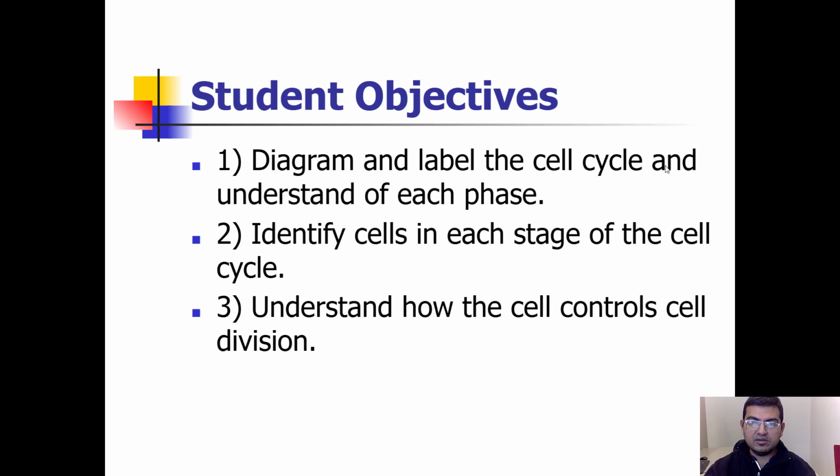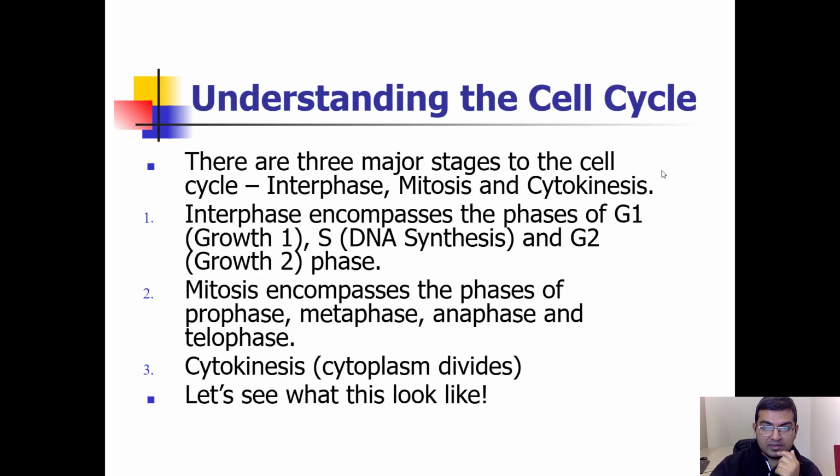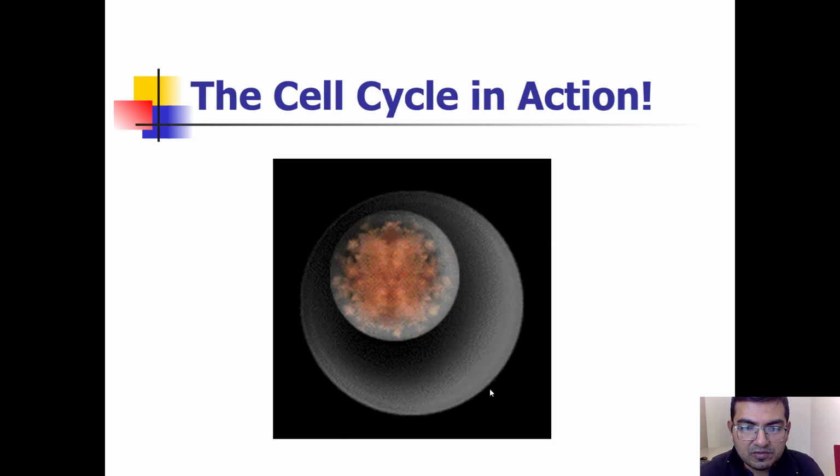There are three major stages of the cell cycle: interphase, mitosis, and cytokinesis. Interphase includes G1 (growth 1), S (DNA synthesis), and G2 (growth 2) phase. The phases of mitosis are prophase, metaphase, anaphase, and telophase. And in cytokinesis, the cytoplasm is divided into two. So we can see how cell division looks.